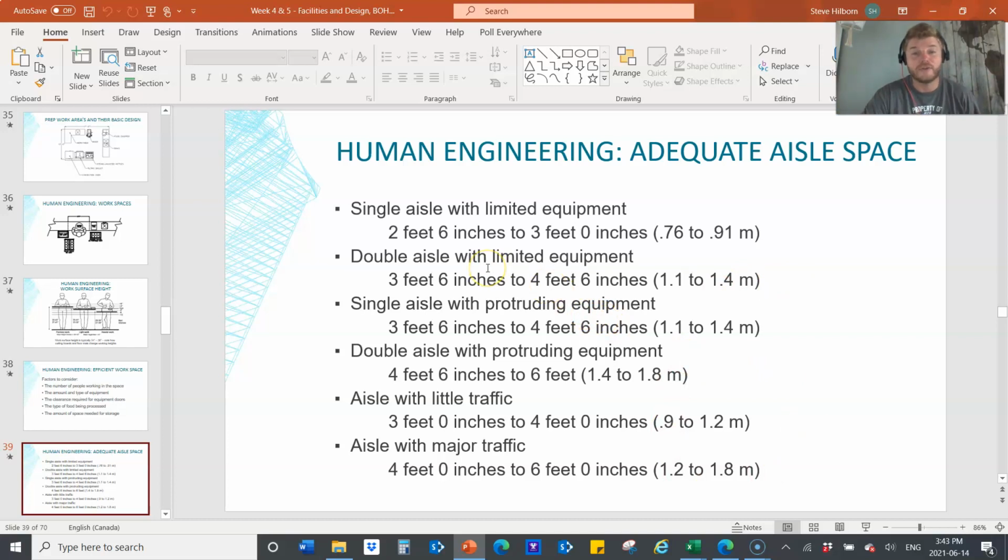So a double aisle, which means that equipment's on both sides, anywhere from 3.5 to 4.5 feet in between the two aisles of equipment. So that's with limited equipment. Double aisle with protruding equipment, up to 6 feet. So 6 feet will allow maybe two different doors being open in the same area and still allowing some squeezing room in between. So read up this slide when you are designing your kitchens in the future, just to ensure that you are staying within the right amount and you're providing a safe work environment, but also being smart with the use of your space.